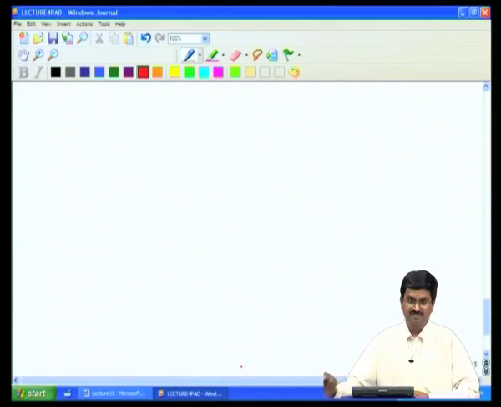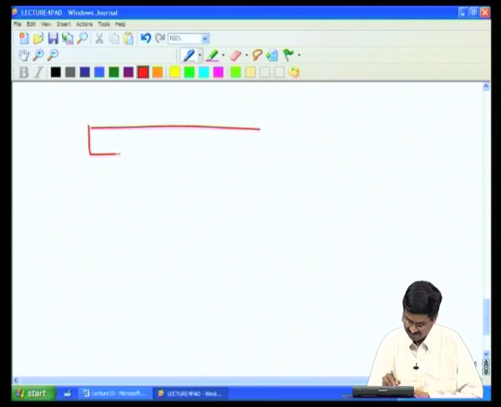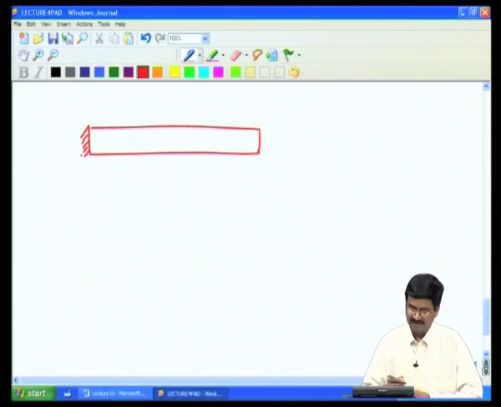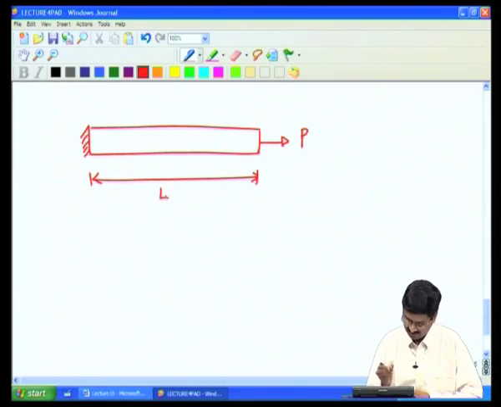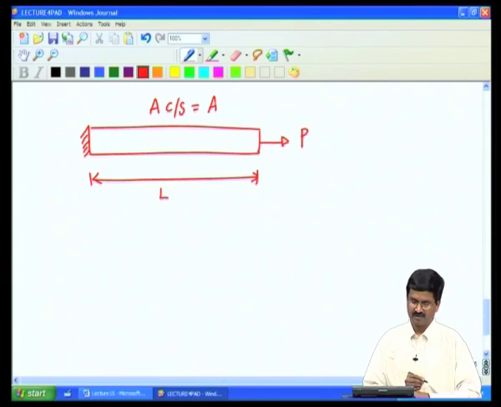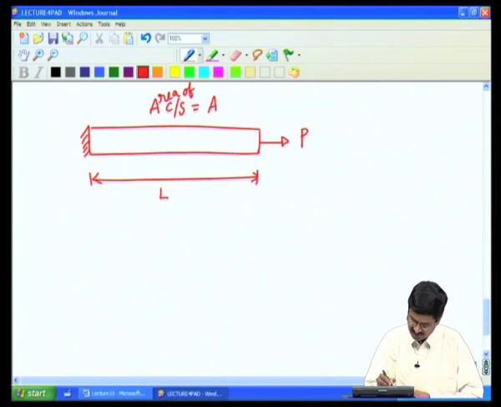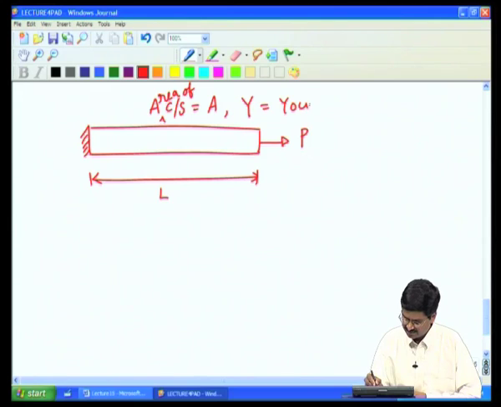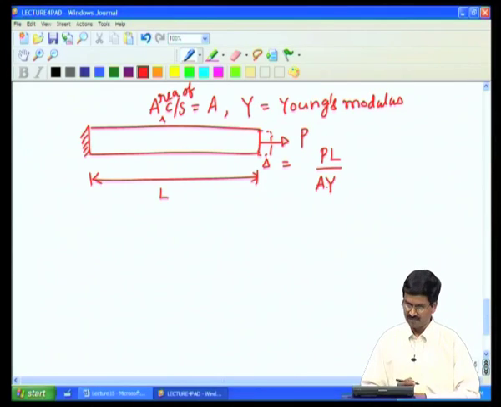Let us define what stiffness of the bar is. So, if I have a bar and I fix here, what do we mean by stiffness? If I apply a force P, let us say the length here is L and the area of cross section is A. This is area of cross section A. If it is made of a material whose Young's modulus is Y, we just derived above that the expansion of this bar, which we can call delta, was given by P times L by A Y. That is what we derived above.